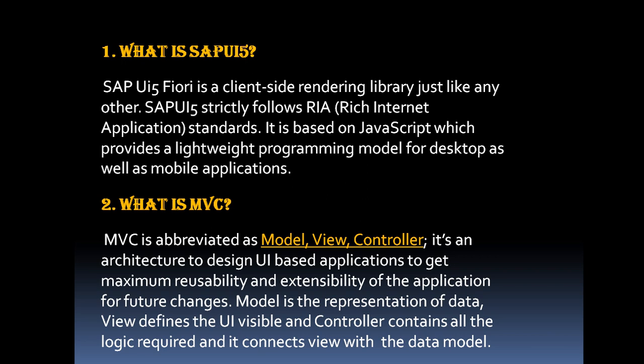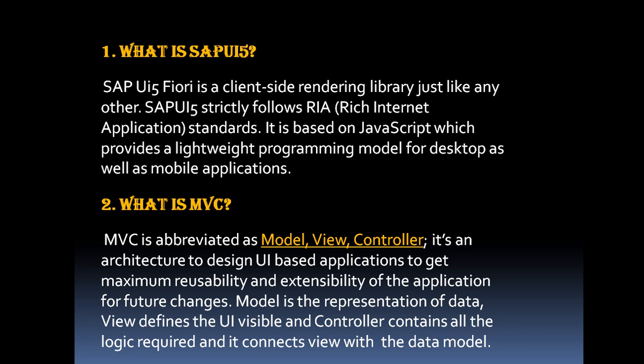Then the second question is, what is MVC? Now MVC is an architecture which is abbreviated as Model, View and Controller. Now this is the architecture that we follow to design any UI application and to also achieve reusability and extensibility of an application. Now these features or these properties are used when you want to make any kind of changes in the future.